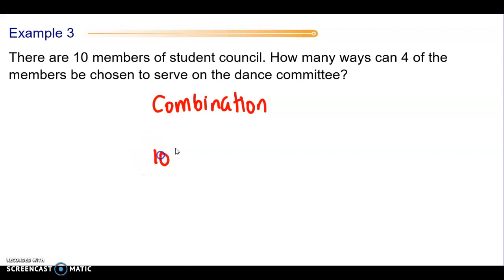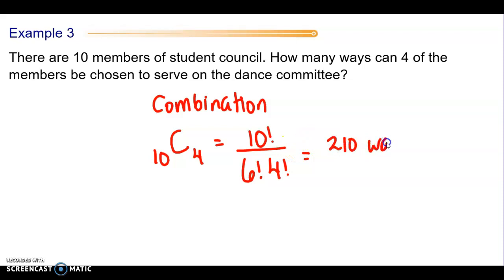So of the 10 people, we want to choose 4. Using our formula, n factorial, 10 factorial over n minus r factorial times r factorial, or we can plug that into our calculator, and we end up with 210 ways.